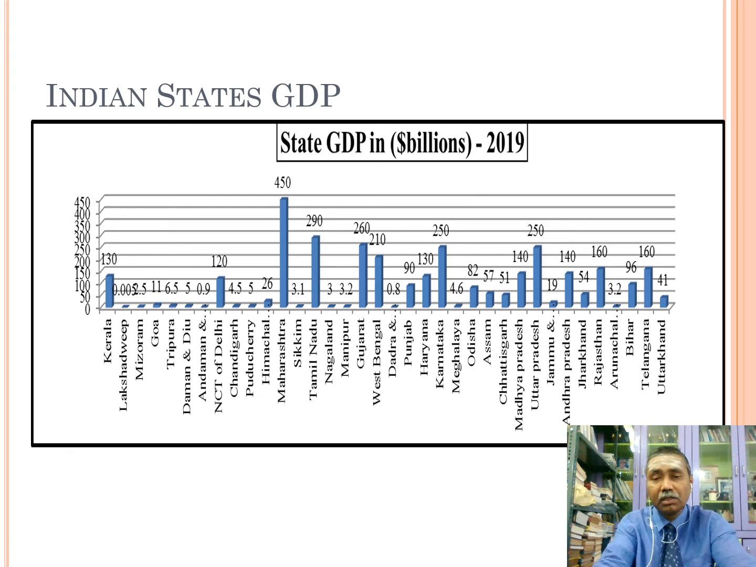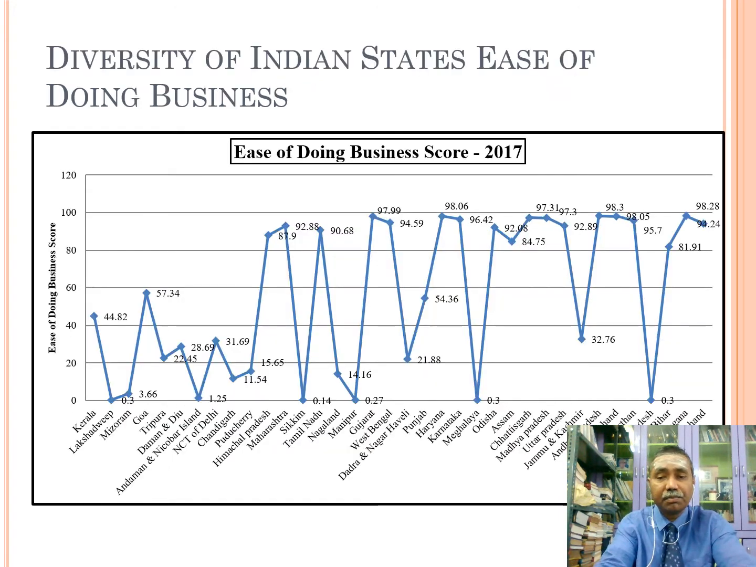Okay, let's move on and learn about ease of doing business. See how diversified it is. Andhra Pradesh has an ease of doing business score of 98.3. Next is Telangana at 98.28. Just these two are competing for first position, almost AP first and Telangana second. The difference between them is just 0.02.